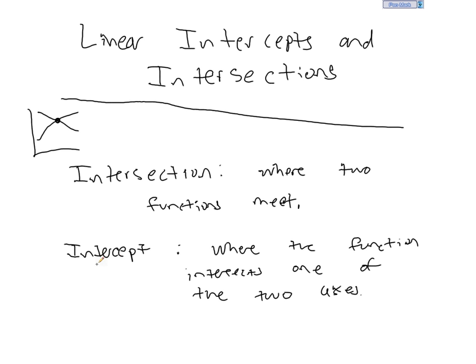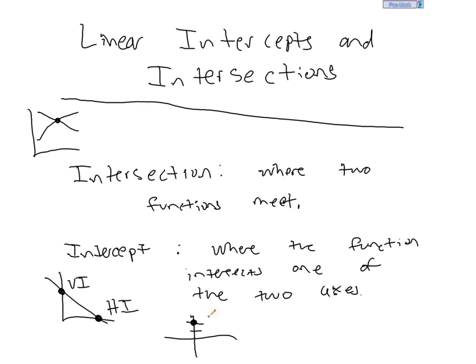An intercept is where, by definition, the function intersects one of the two axes. So for example, we know that that's a vertical intercept, and this is what we call a horizontal intercept. Okay, so for intercepts, what characterizes a vertical versus a horizontal? Well, a vertical is on the vertical axis. So a point here, what would that look like?